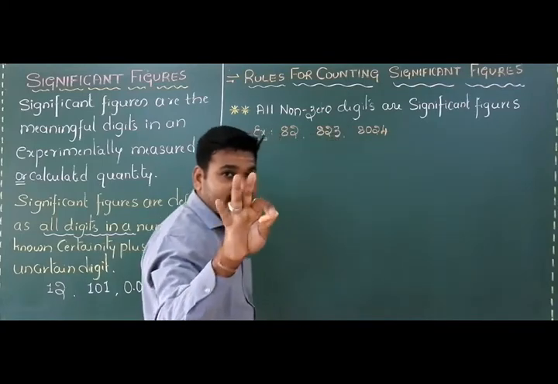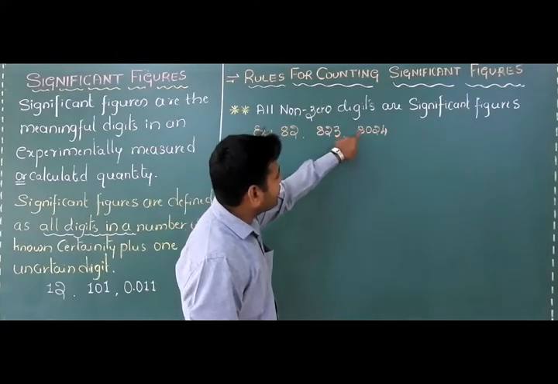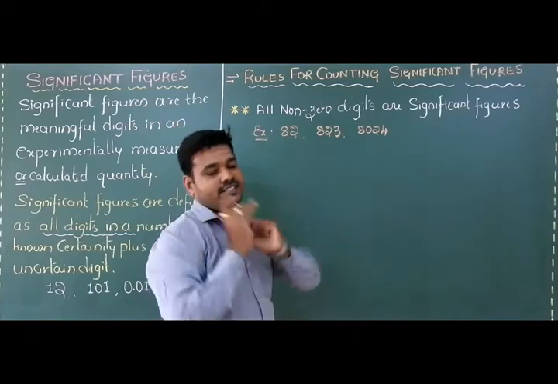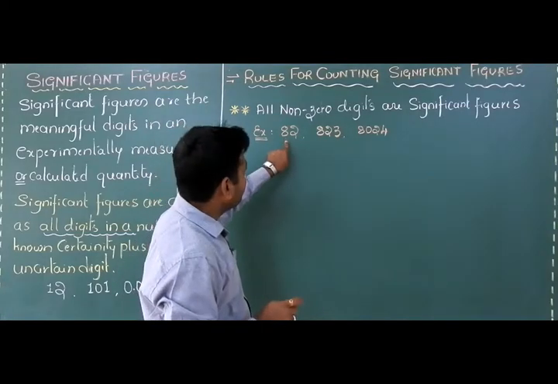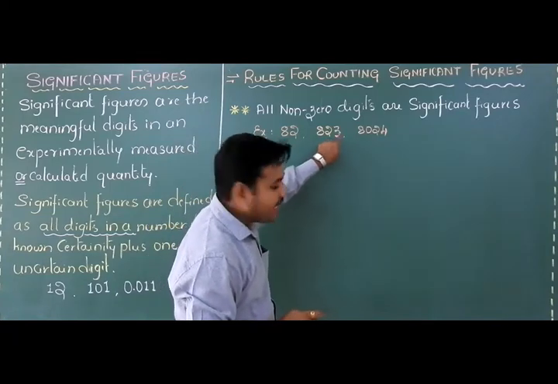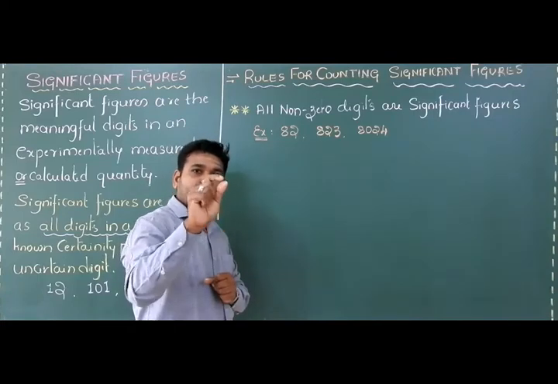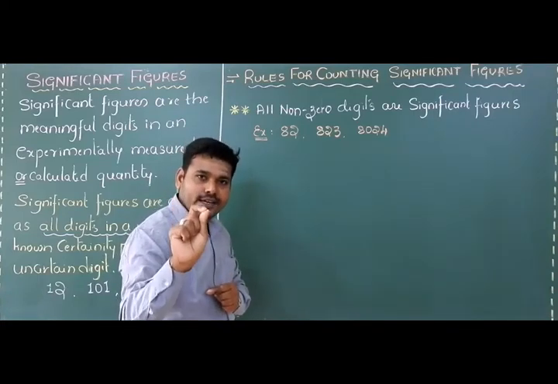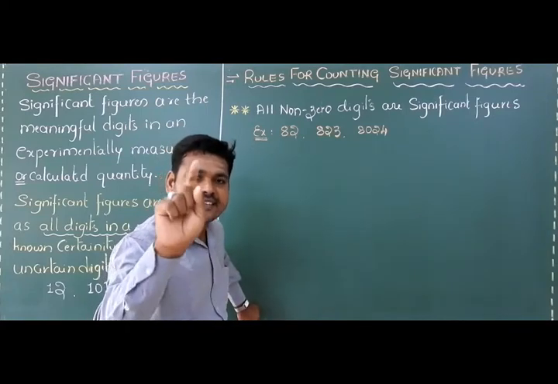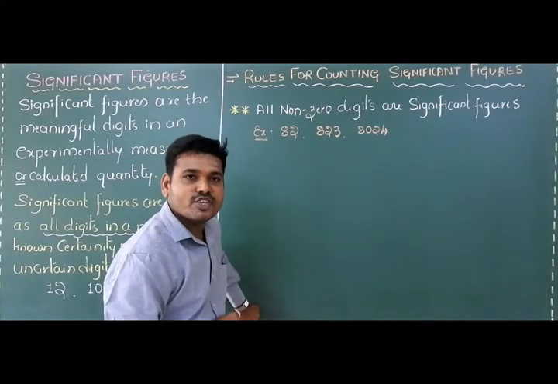8024. It is a 4-digit number. Therefore, the number of significant figures in this given number is 4, students. In the first number, 2 significant figures are present, then 3 significant figures, and 4 significant figures are present in the given numbers, students. Here, the first important rule is all non-zero digits are counted as significant figures, students. Is there any doubt in this first rule?